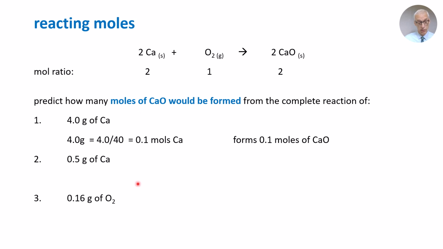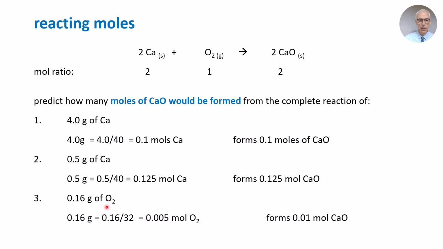Okay, so assuming you've done the calculation, turn 0.5 grams of calcium into a number of moles, 0.125. That would form, it's a 2 to 2 ratio, so 0.125 would form 0.125 moles of calcium oxide. The third problem, we got a different reacting ratio. It's a 1 to 2 ratio. So 0.16 grams is 0.005 moles of oxygen. We've divided by 32. 2 times 16 is 32.